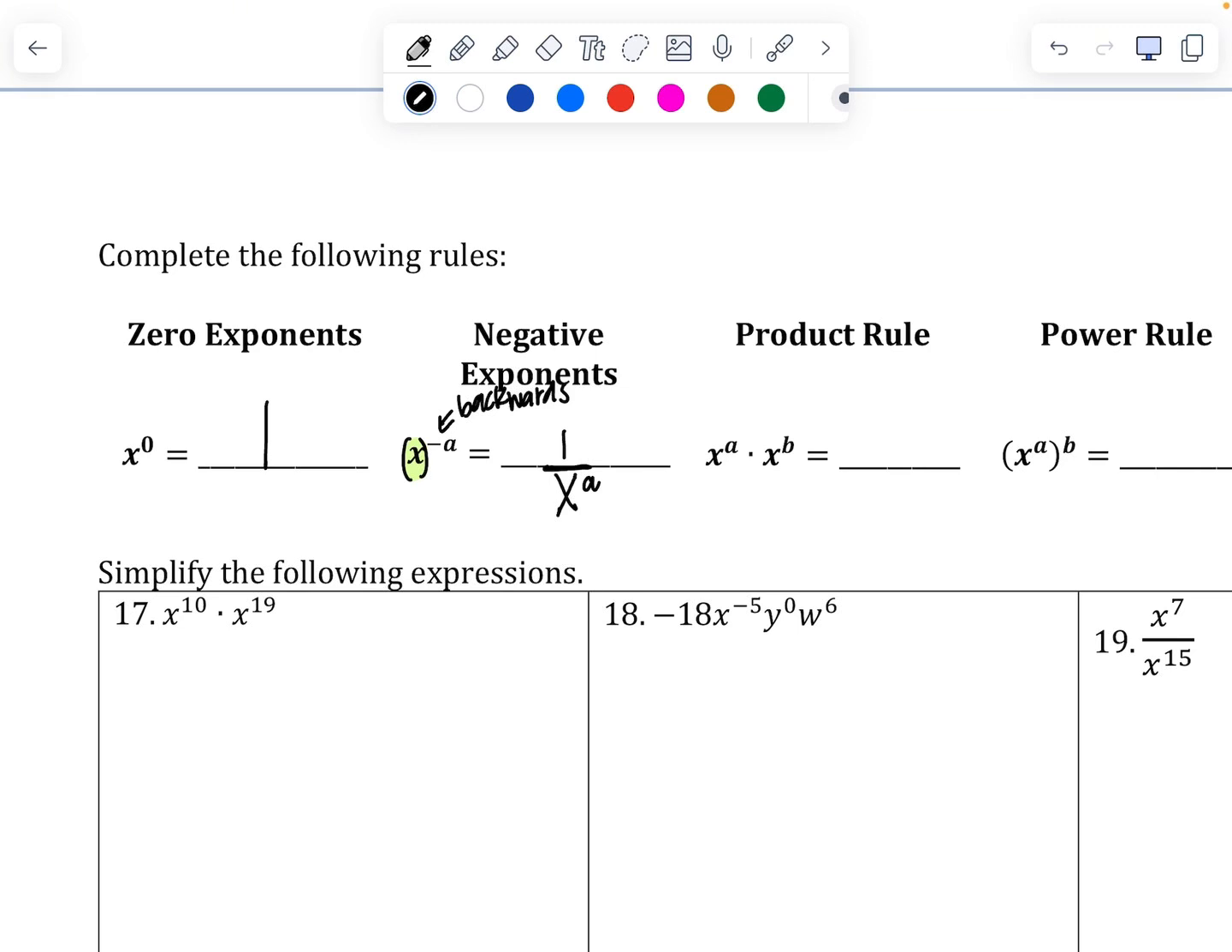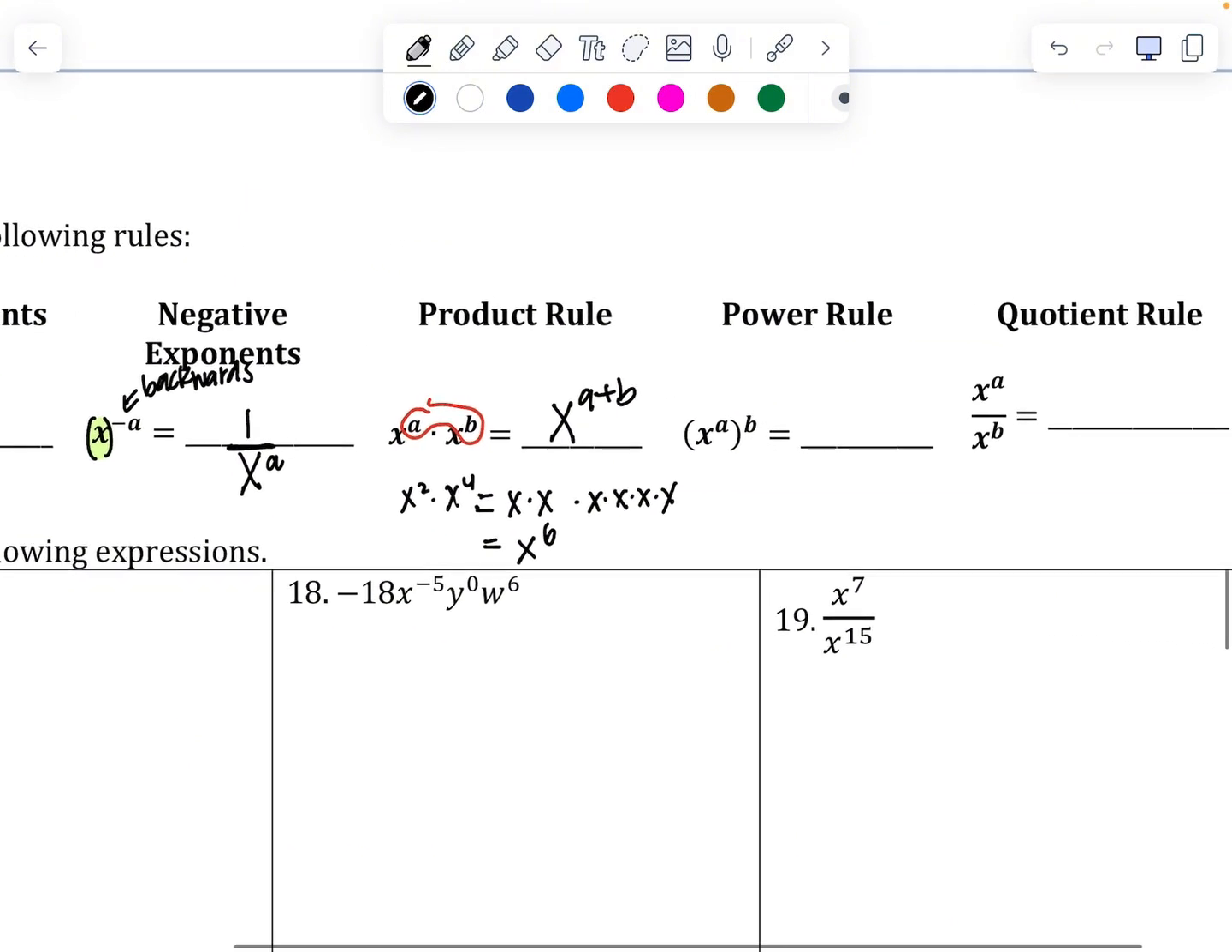And for the product rule, we said that we could expand it all out. If we see x squared times x to the 4th, we could say x times x, and then times x times x times x times x. So we can go ahead and see that we see the x multiplied by itself 6 times. So it's x to the power of 6. But we said that was a shortcut. All you had to do was look at the exponents. If they had the same base, you just add their exponents.